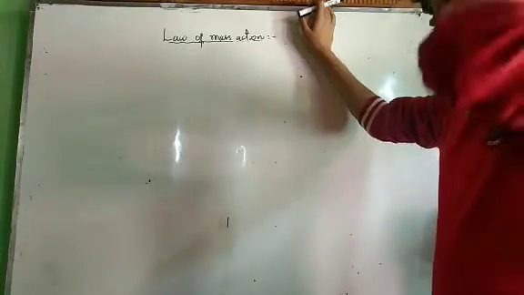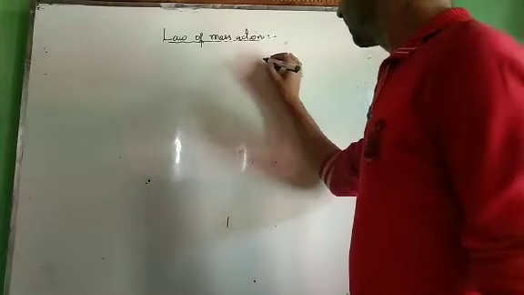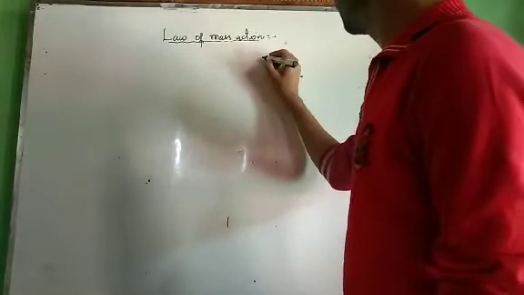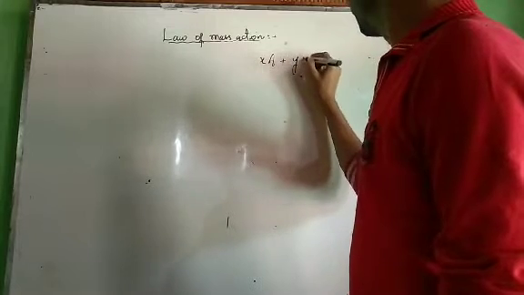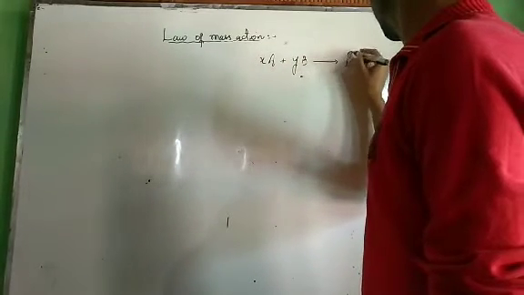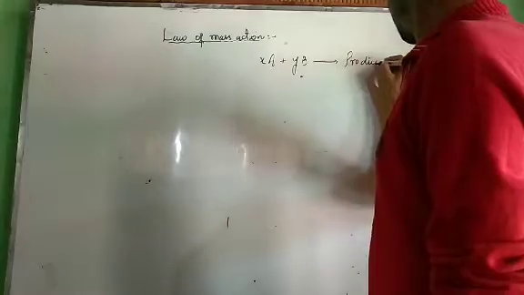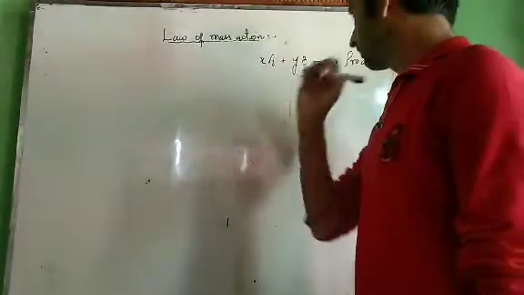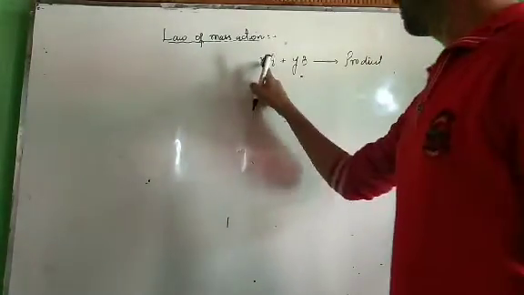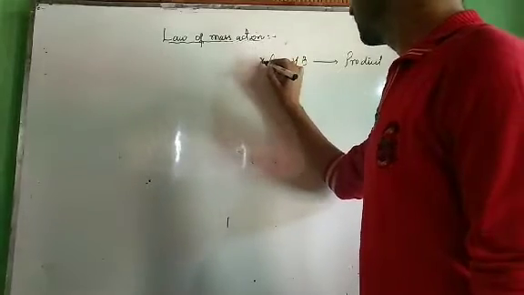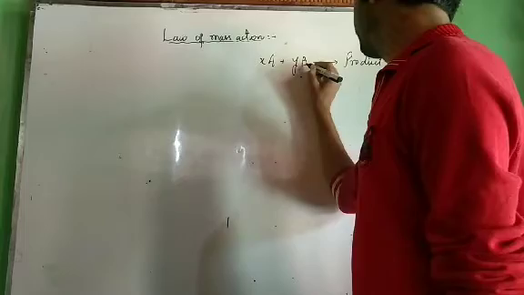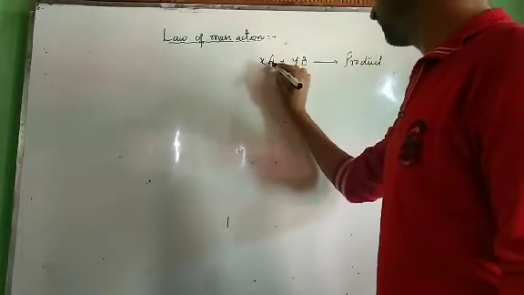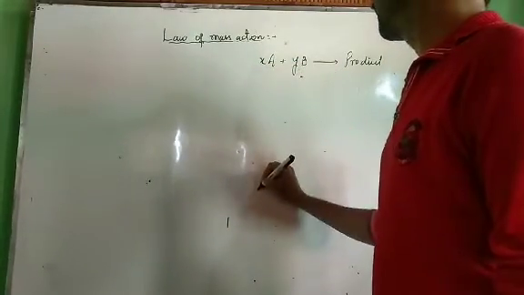Now what does the law of mass action tell us? Now see, if I consider a reaction, for example x times A plus y times B gives products. Now what are this x and y? x is the stoichiometry of A, and y is the stoichiometry of B. This is the stoichiometric coefficient of A, and this is the stoichiometric coefficient of B.